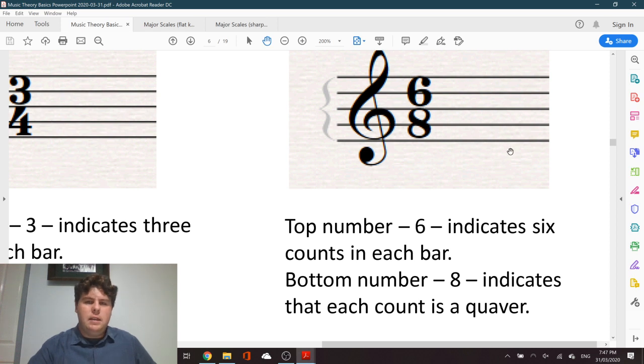And in 6/8, you have 6 quavers, but they're usually grouped in 2 groups of 3. So 1, 2, 3, 4, 5, 6.